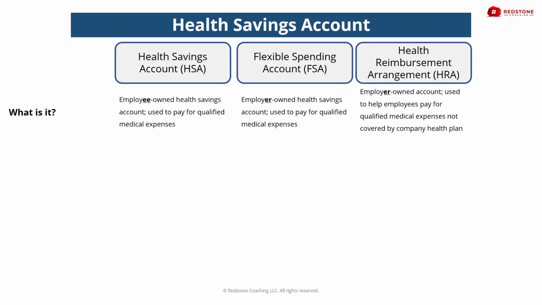So in terms of health savings accounts, there are three primary options. So the first option is what is called a health savings account, HSA. The second option is a flexible spending account, or FSA. And then the third, and less frequent, is a health reimbursement arrangement, an HRA. All right, so now let's go through what these are.